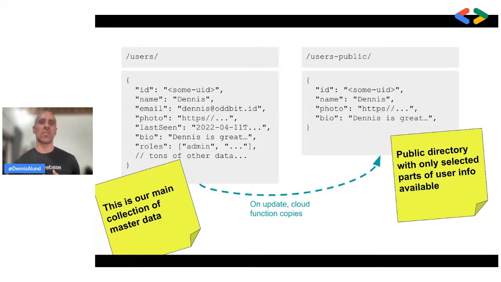And in the same case, we do an onUpdate trigger that moves the relevant data that has changed into this public collection. So that means that if there are changes such as last seen, the user's public will not be updated if I just log into the platform and update the timestamp.